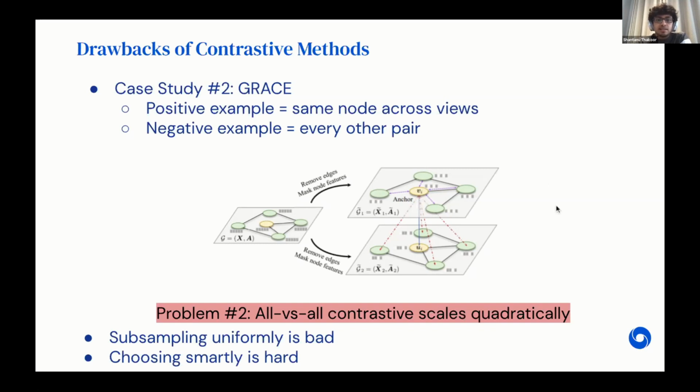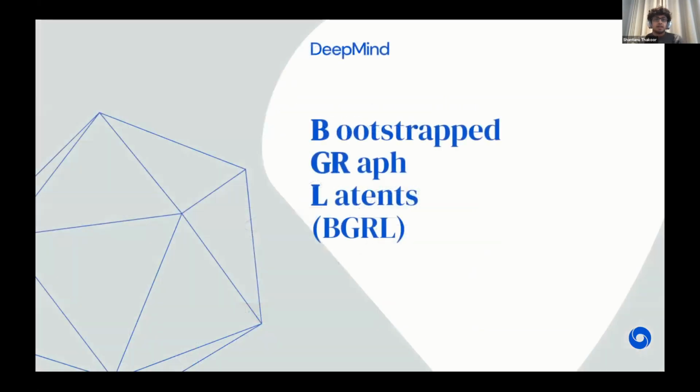But the problem is that the contrastive objective is quadratic now, because you're comparing every node to every other node. So if you have a graph with n nodes, this takes n squared memory. And for large graphs, this very quickly runs out of memory. There are some ideas, you could subsample negatives instead of using all of them, but this makes performance suffer. And this is a hard problem for large graphs.